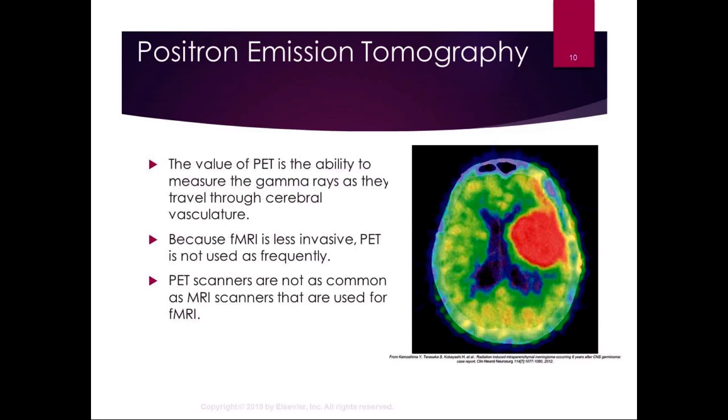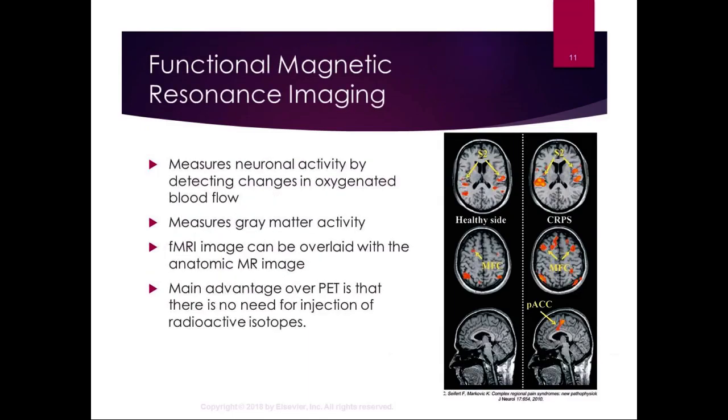But in this particular picture, they're using it to visualize a rather large tumor in the brain. So they measure how fast the gamma rays travel through the different tissues, which is pretty interesting.